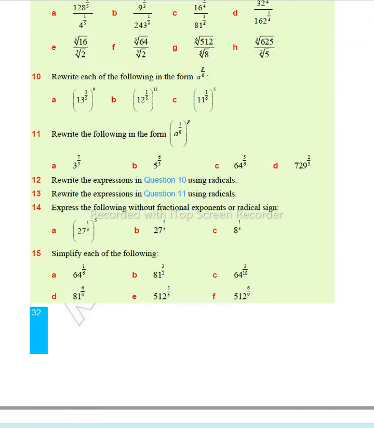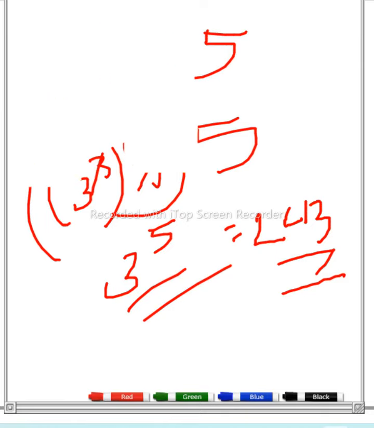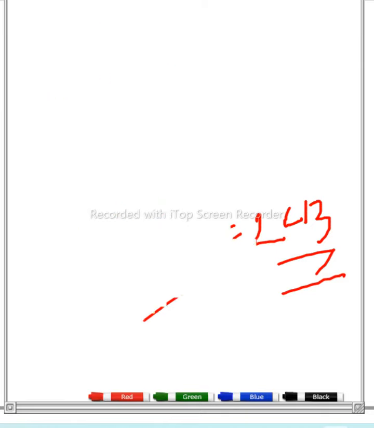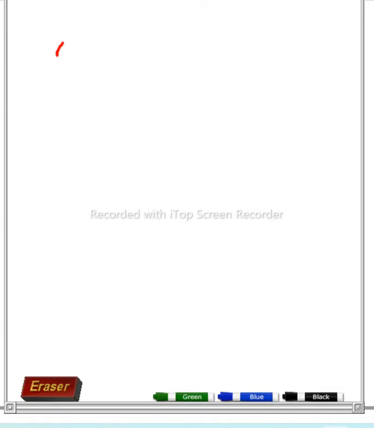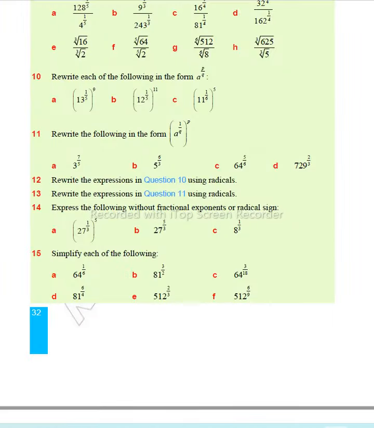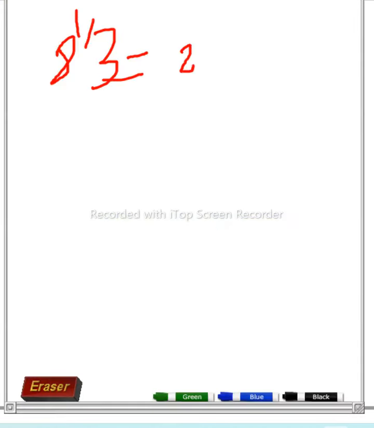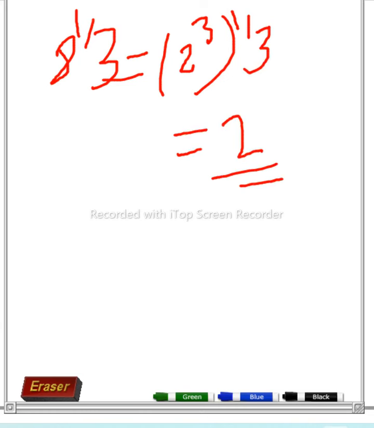Let us do C. C says it's to the power of 1 over 3. Let us do it. Which means to the power of 3, and again we have this power 1 over 3. 3 times 1 over 3, which is 1, so the final answer is 2.